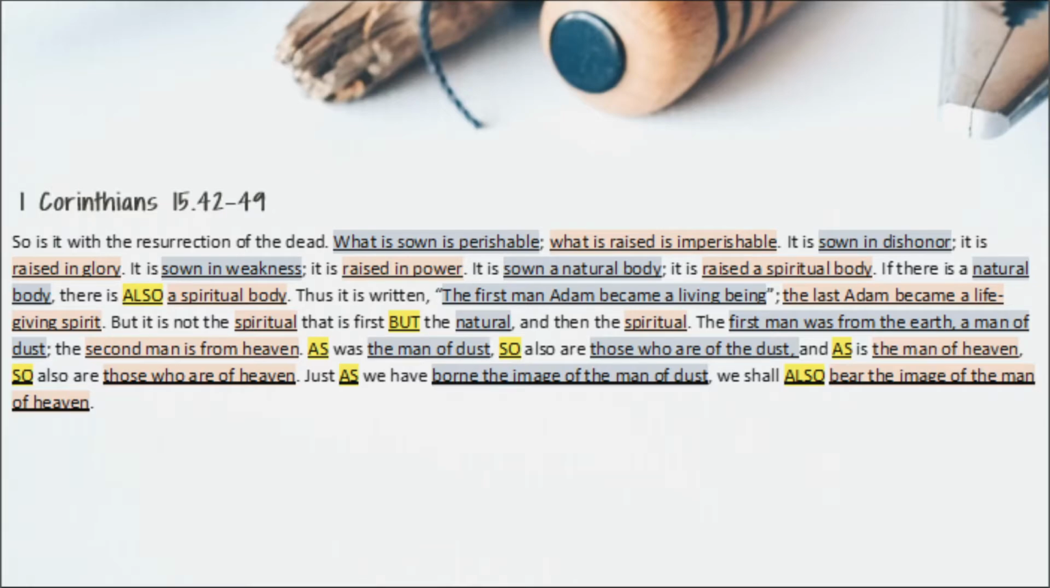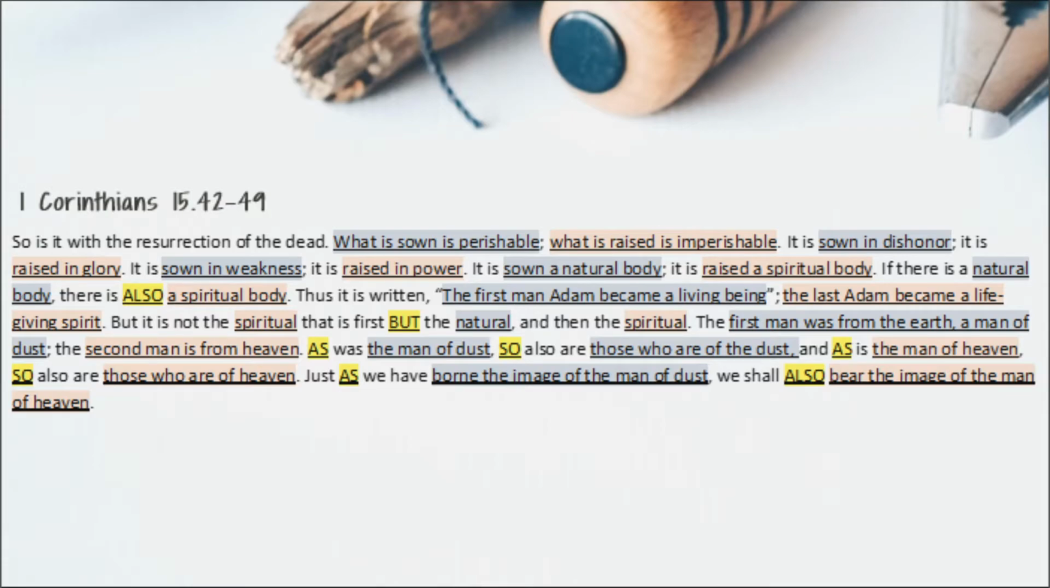So this is what I have. So it is with the resurrection of the dead. What is sown is perishable. What is raised is imperishable, right? Sown goes in the ground, raised comes up. So I have everything that's raised or heavenward in one color and everything that's earth or under the ground in another color. That's what I have.